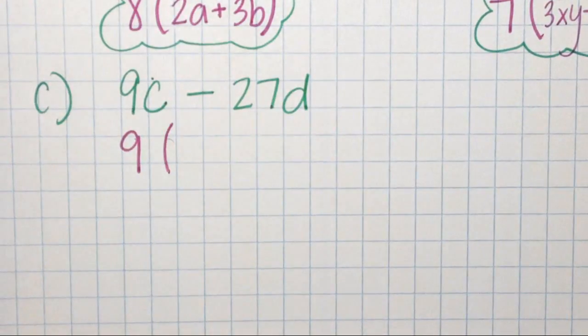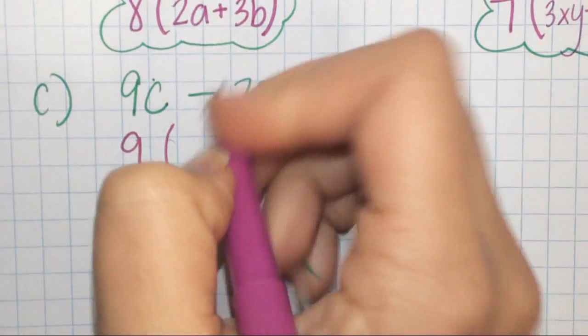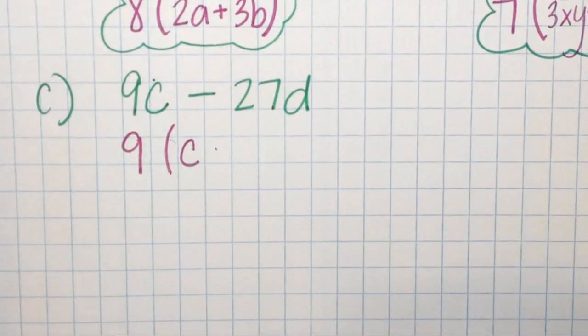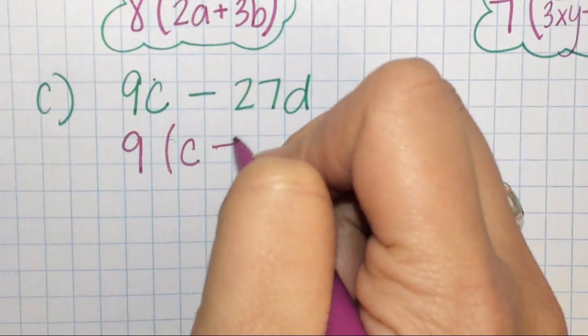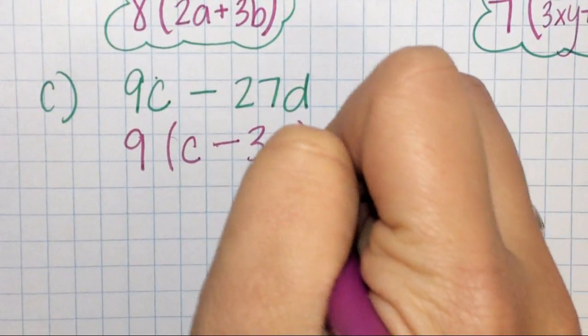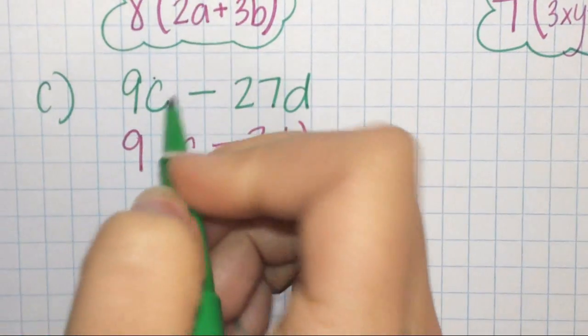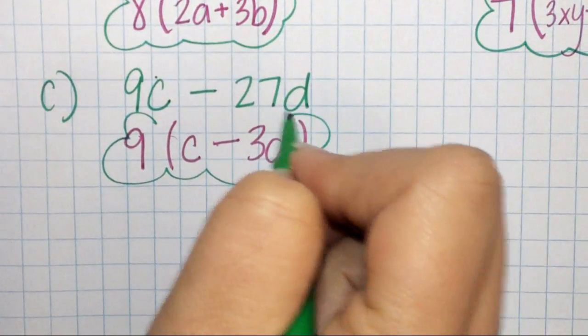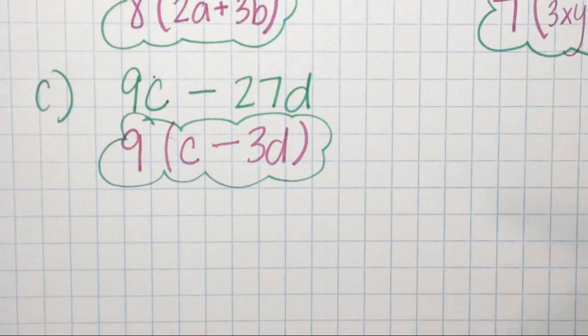Okay, now, do they have a letter in common? No. Okay, so we just write our parentheses. What's 9c divided by 9? C. Are we going to write a plus or minus? Minus. And minus that 3d. Does everybody see how we got that? Yes. Okay, now let's add another variable in there. Are you guys ready?